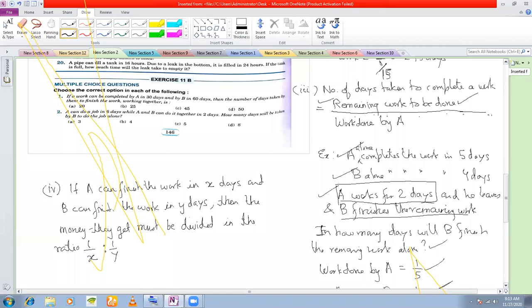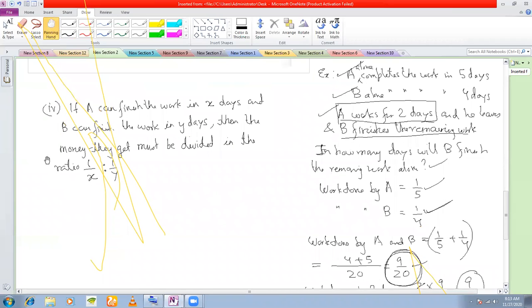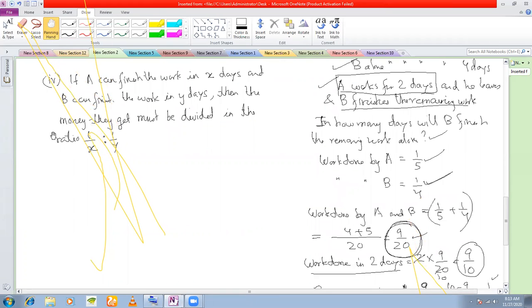That is, if A can finish a work in X days and B can finish a work in Y days, then the money that they get has to be divided in the ratio 1 by X is to 1 by Y. Let us take an example here in this regard. Let us say that A can finish a particular work.